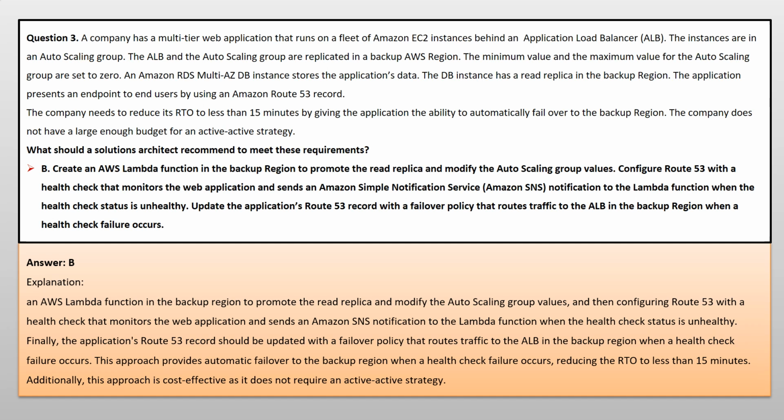Answer, B. Explanation. An AWS Lambda function in the backup region to promote the read replica and modify the Auto Scaling group values, and then configuring Route 53 with a health check that monitors the web application and sends an Amazon SNS notification to the Lambda function when the health check status is unhealthy. Finally, the application's Route 53 record should be updated with a failover policy that routes traffic to the ALB in the backup region when a health check failure occurs.